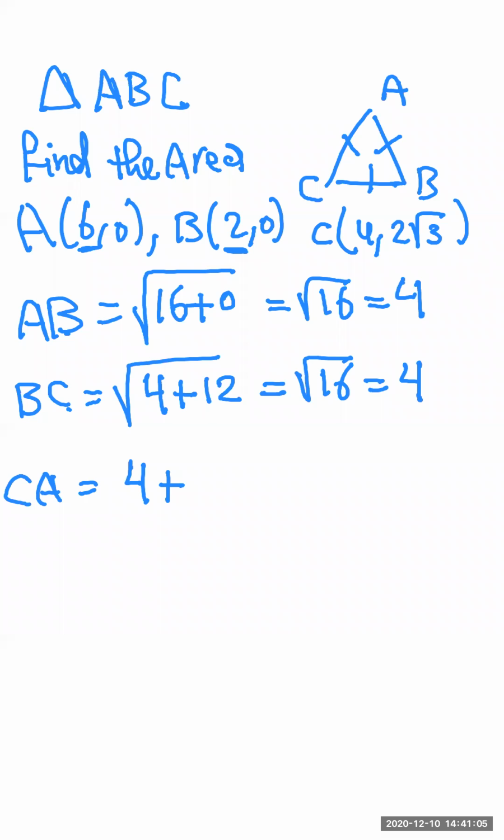Plus 2 square root of 3 minus 0, again, 2 square root of 3 squared, so 12. So it will equal also the square root of 16, which is equal to 4. Now this one, AB equals BC equals CA, so the triangle is equilateral. Now, guys, I want to get the area.